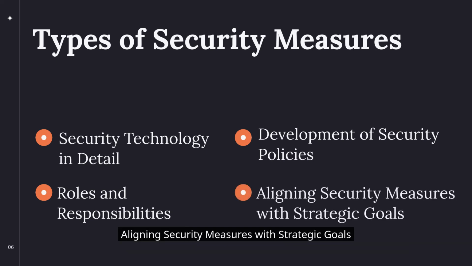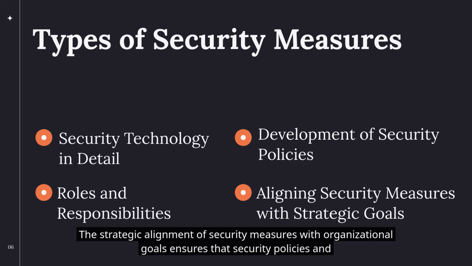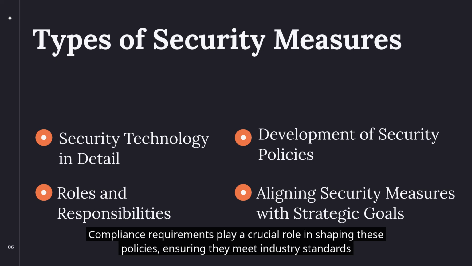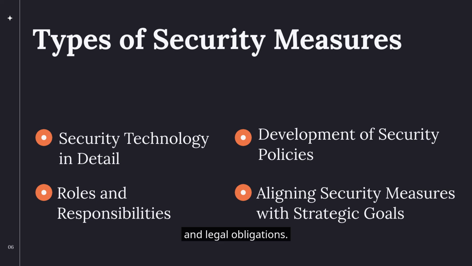Aligning security measures with strategic goals. The strategic alignment of security measures with organizational goals ensures that security policies and procedures not only protect assets but also support the overall objectives of the organization. Compliance requirements play a crucial role in shaping these policies, ensuring they meet industry standards and legal obligations.